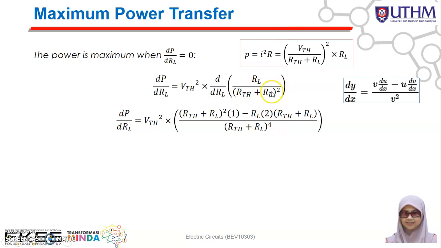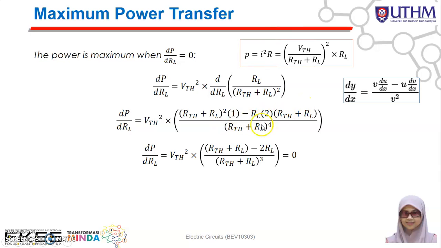Okay, so this is V squared. And then after that, we can further simplify this equation. Here, I can cancel out (R Thevenin plus RL) squared. So here we have (R Thevenin plus RL) to the power of 4. So I cancel this, and it becomes R Thevenin plus RL divided by (R Thevenin plus RL) to the power of 3. Okay, so here and here can also be cancelled, so it leaves us with minus 2RL.